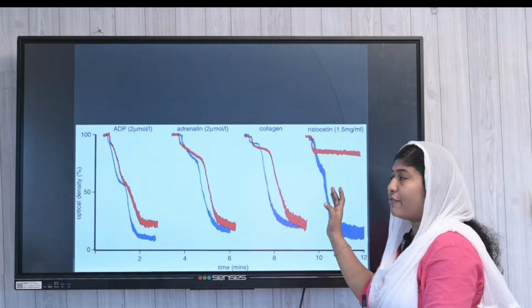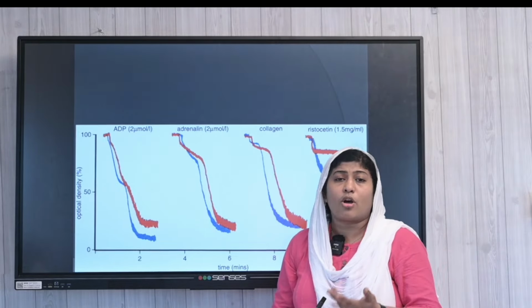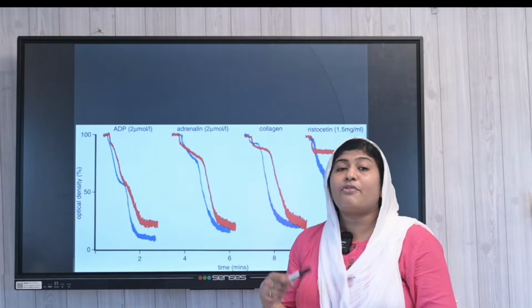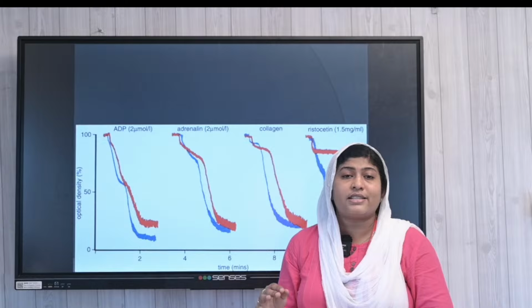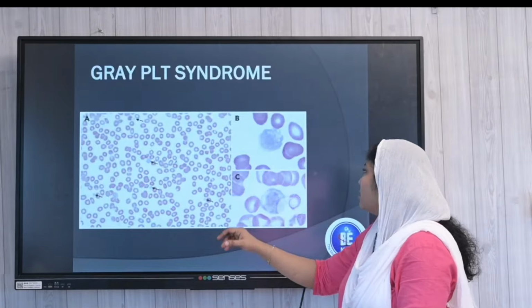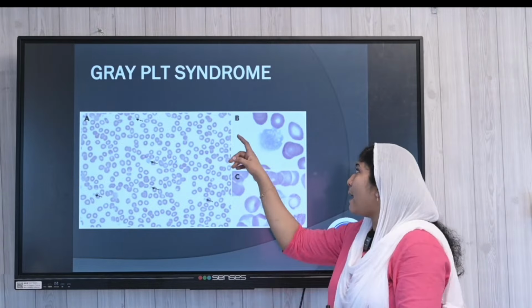See, that is the main difference. If ADP, adrenaline, and collagen are normal and ristocetin is abnormal, that indicates Bernard-Soulier. And if ristocetin is normal and ADP, collagen, and arachidonic acid all show abnormality, that indicates Glanzmann thrombasthenia. Then another condition related to platelet quality is gray platelet syndrome.